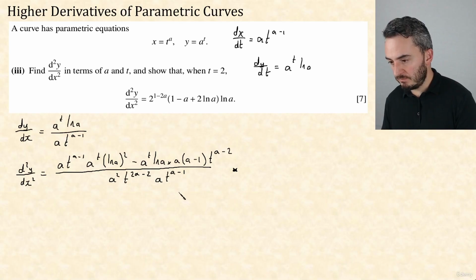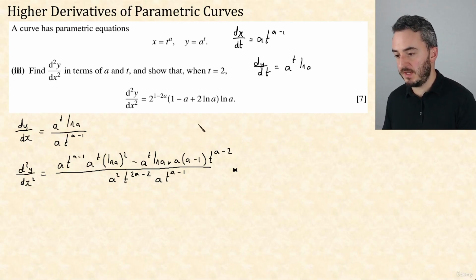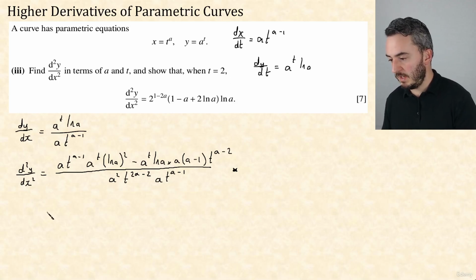Okay, let's see what we can do. Well, actually, you know what? We don't need to do anything just now because we need to set t equal to 2. So let's go ahead and do that. So when t equals 2, I've got a, well, let's try and do the a's together. I've got a times a to the t, that's a to the t plus 1. So a to the 2 plus 1 is a cubed. Then I've got 2 to the a minus 1.